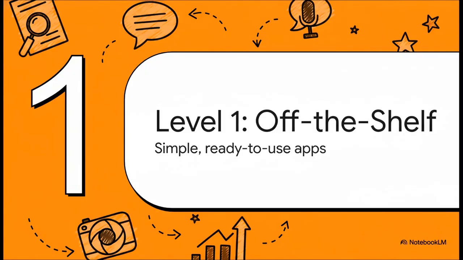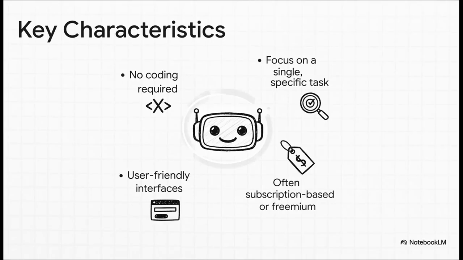Okay, let's kick things off with level 1, which is what we call off-the-shelf AI. This is your starting point. These are the ready-to-go applications that pretty much anyone can sign up for, download, and just start using right away. So, what makes something off the shelf? Well, the biggest thing is you don't need to know how to code. Not at all. They have these really user-friendly interfaces. They're usually built to do one specific thing really, really well, and a lot of them are either free to try or have a pretty cheap subscription. It's basically AI for the rest of us.